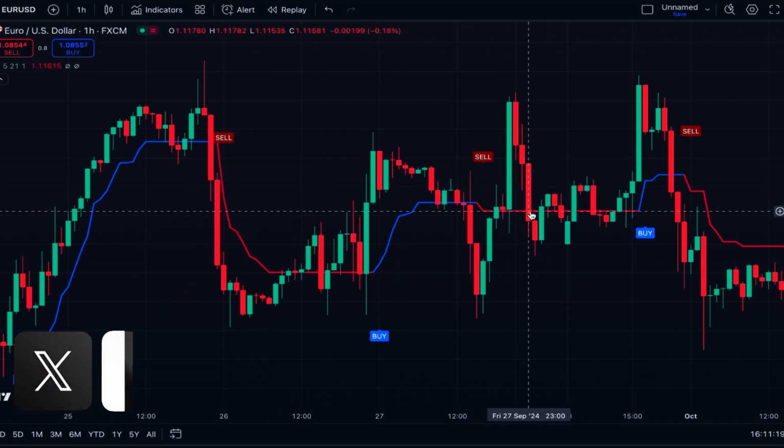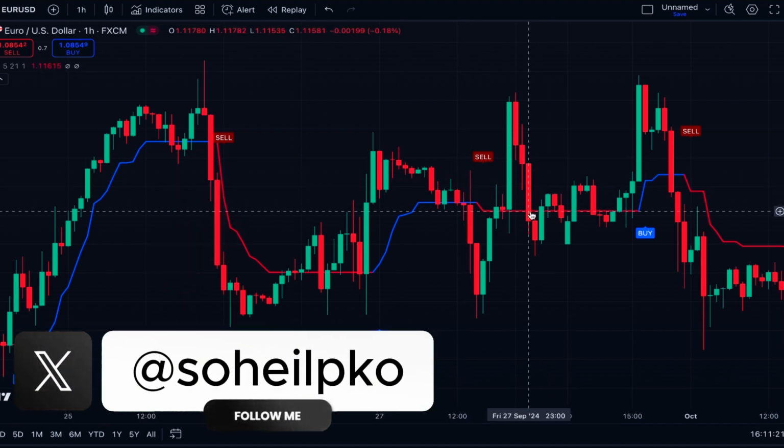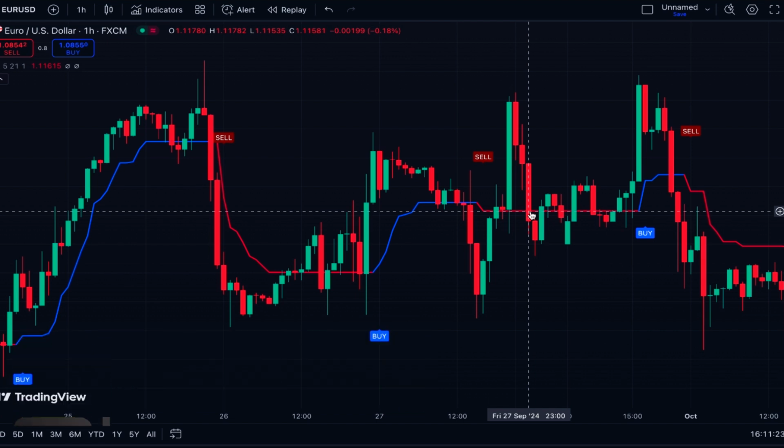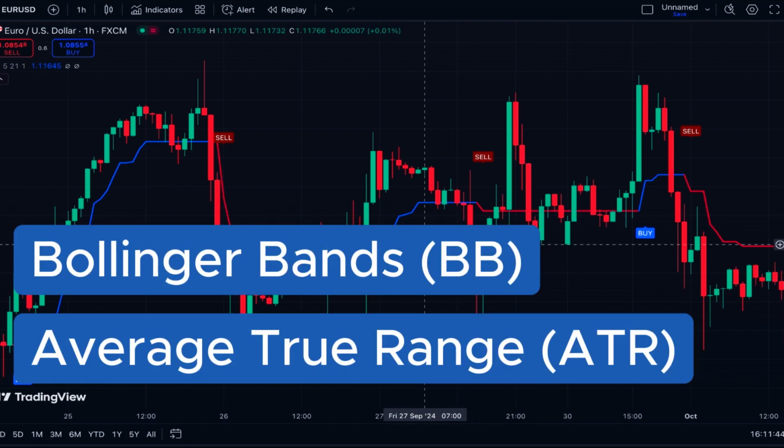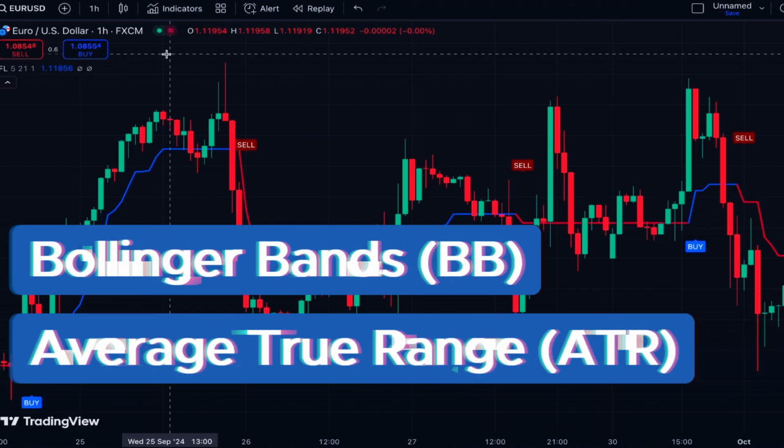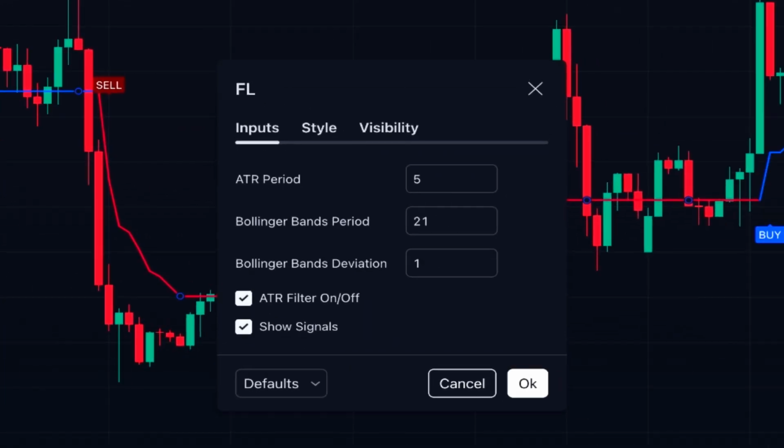This indicator is one of the popular indicators on the MetaTrader platform that many forex traders use for buy-sell signals, but it is not only limited to forex and you can use it in other markets. This indicator is built based on Bollinger Bands and ATR. Here in the settings of the indicator, you can see that the ATR period is set at 5, Bollinger Bands at 21, and the standard deviation multiplier for the Bollinger Bands is set at 1.